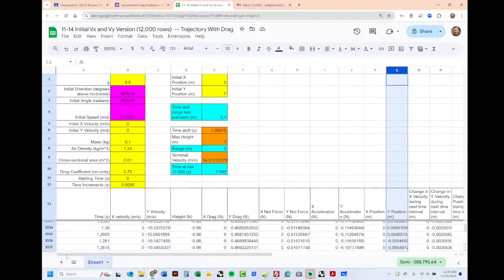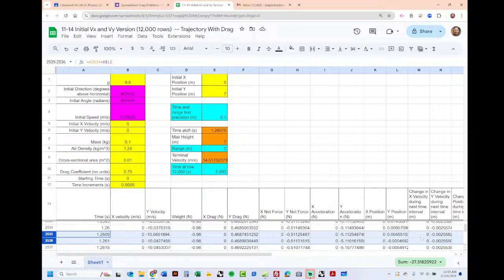But anyway, right here. Looks like we're going from Y position positive to negative there at 1.26 seconds. And the question is, what's the velocity at this time? If I look at Y velocity, it's essentially negative 10 meters per second. So there's the answer to 1C, which is also numbered number 4, which is unfortunate.